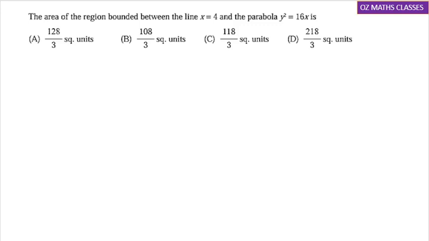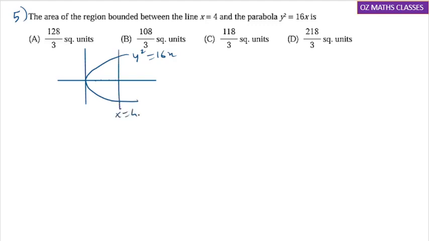Next problem, question number 5. Area of the region bounded by the line x equal to 4 and the parabola, again, y square equal to 16x. You should have an idea about this curve, y square equal to 16x. Now draw this line also, x equal to 4. So 1, 2, 3, 4, roughly you have to draw. Here an exact figure is not required.